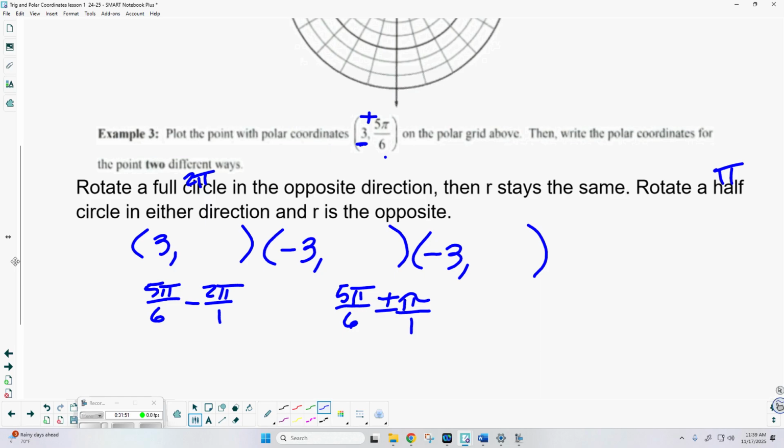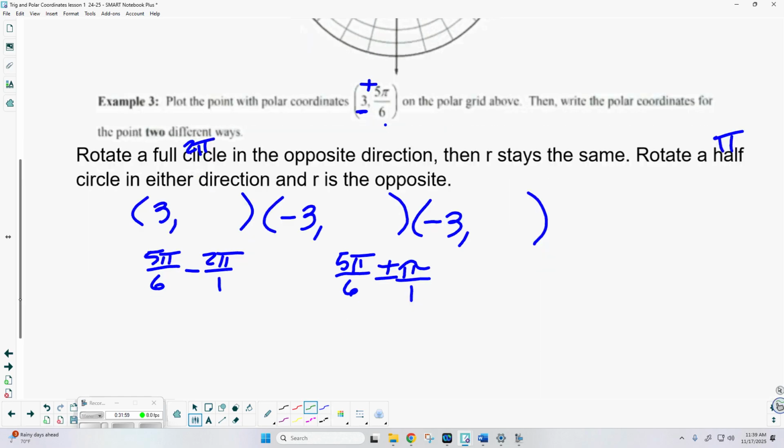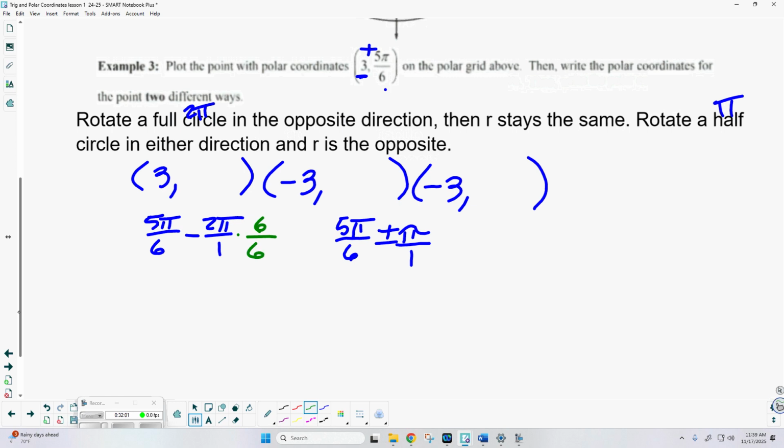Okay. Now, I'm looking at this. All we got to do is a little bit of algebra. What's the common denominator? 6. So I'm going to multiply this first one here by 6 over 6. So that's going to give me 5 pi over 6 minus 12 pi over 6. Well, if I subtract those, that's negative 7 pi over 6. And you can confirm that looking up at the grid. Negative 7 pi over 6 with the positive radius is the exact same location.